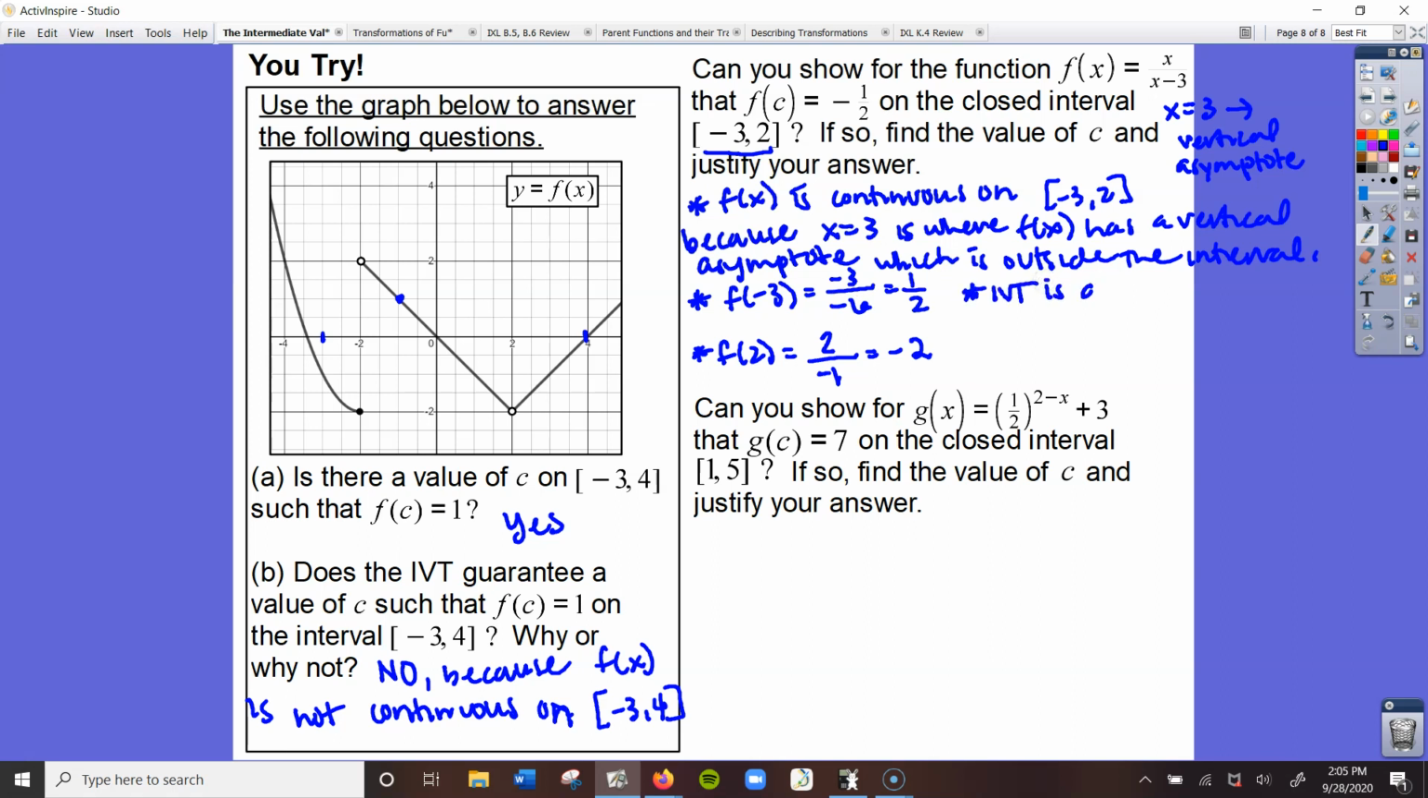IVT is applicable because f of c is between f of -3 and f of 2. And now the last part would be to actually find that c value. So just give me a second. I'm just going to shrink this a little bit.